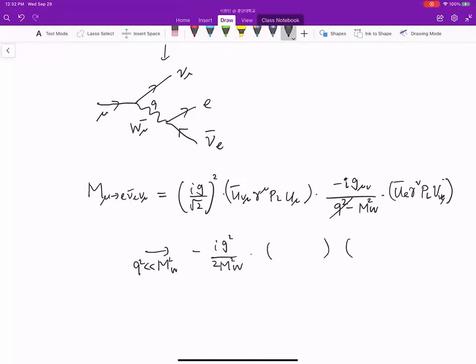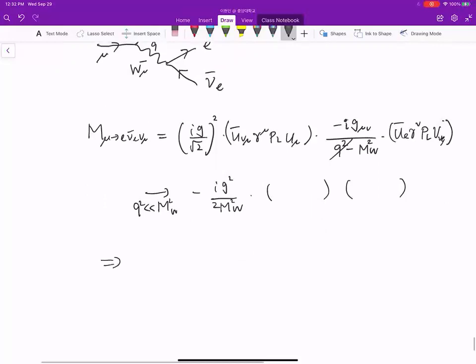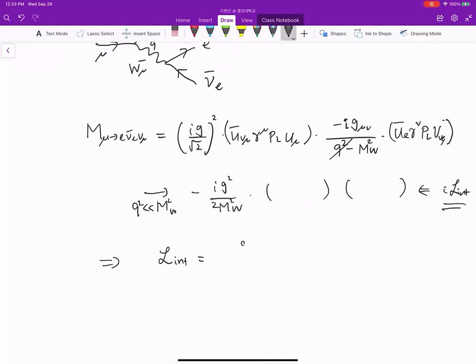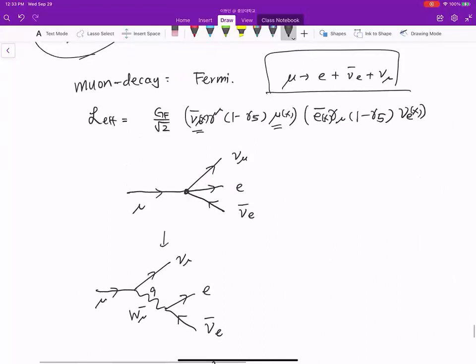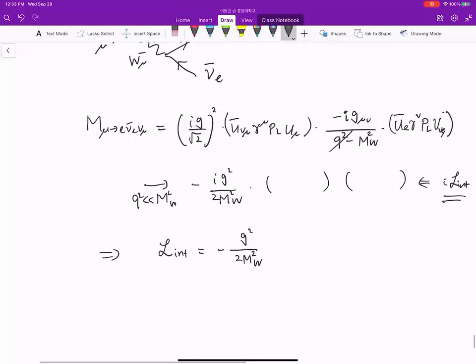And you have a four-Fermi interaction. And this decay amplitude can be written as, from the Feynman rule, the Feynman rule for the decay amplitude is just from the interaction times i. So from that, I see some sign difference. In the standard notation, I think this one had a minus sign here. So there's a minus sign.